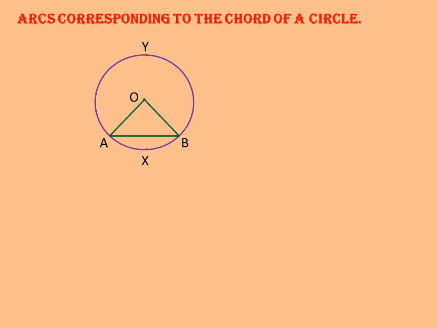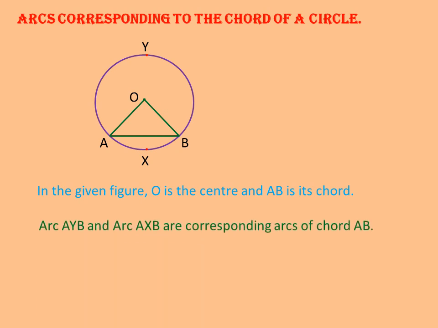Whenever we draw a chord in a circle, you will find that it divides the circle into two parts. Each part has a separate arc. So in this diagram, when I draw chord AB, the chord AB divides the circle into two arcs, arc AYB and arc AXB, and that you get with the help of the central angle drawn. AOB is the central angle.